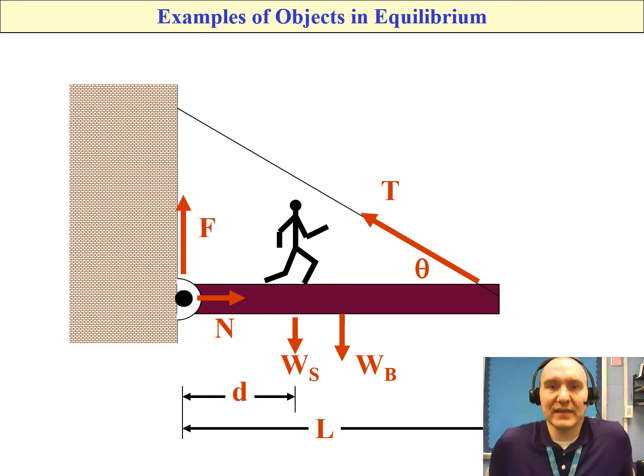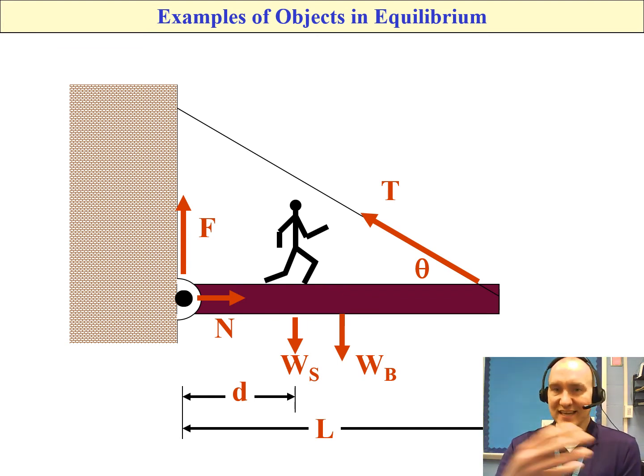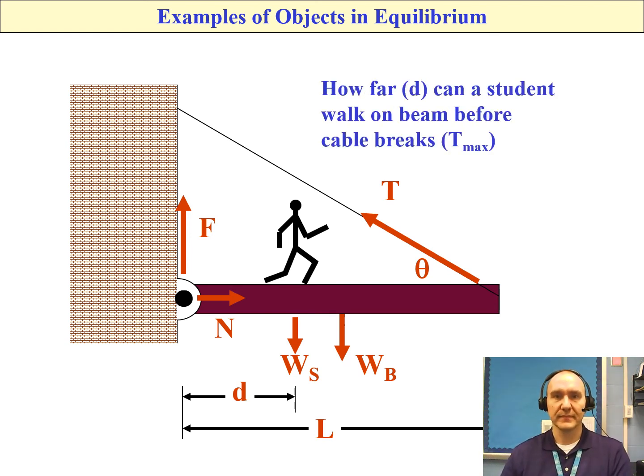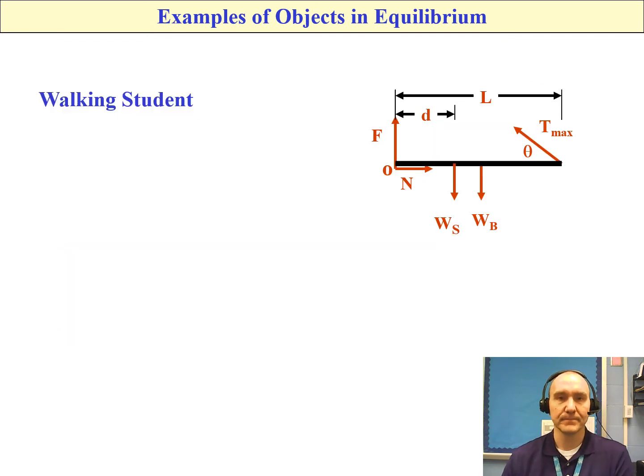Well, first of all, we need to know how much force it takes to make that cable break. But let's call that tension max, the maximum amount of tension, and then use that to find the distance that the student could walk out before that tension breaks. So how far can the student walk before the cable breaks?